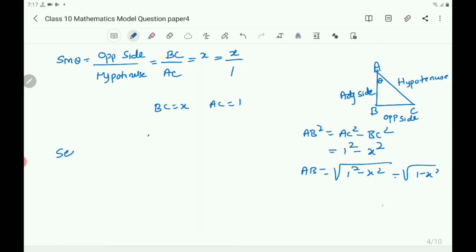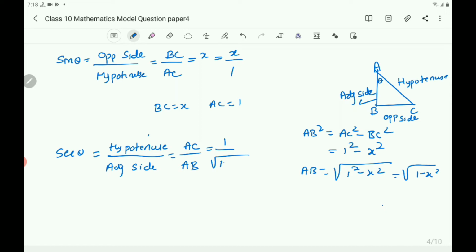So secant theta you can get here. Secant theta is equals to, you know that cos theta is adjacent side by hypotenuse, and secant theta is hypotenuse by adjacent side. Then hypotenuse is AC and adjacent side is AB. For theta it is the adjacent side, and AC you know is 1, and AB is whole root 1 minus x square. Therefore you got that secant theta is equals to 1 by square root of 1 minus x square.